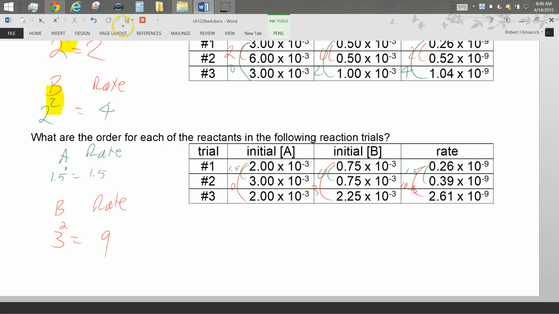Okay. So for this one, the answer is going to be first order with respect to A and second order with respect to B.